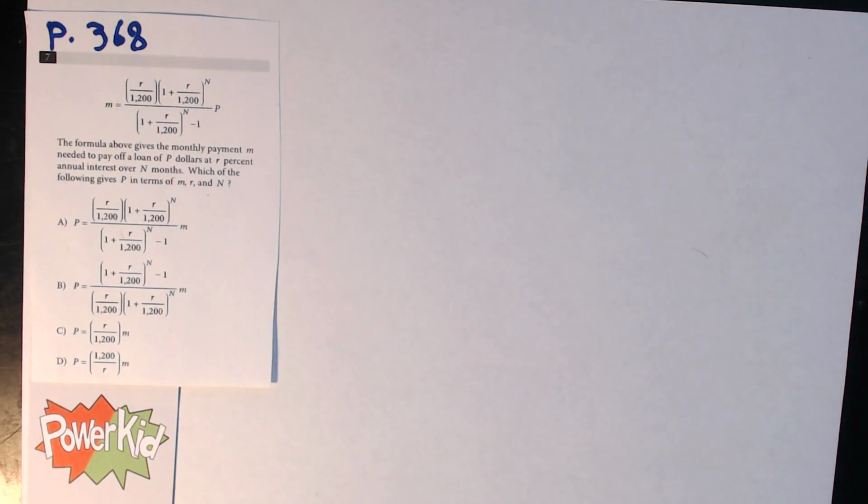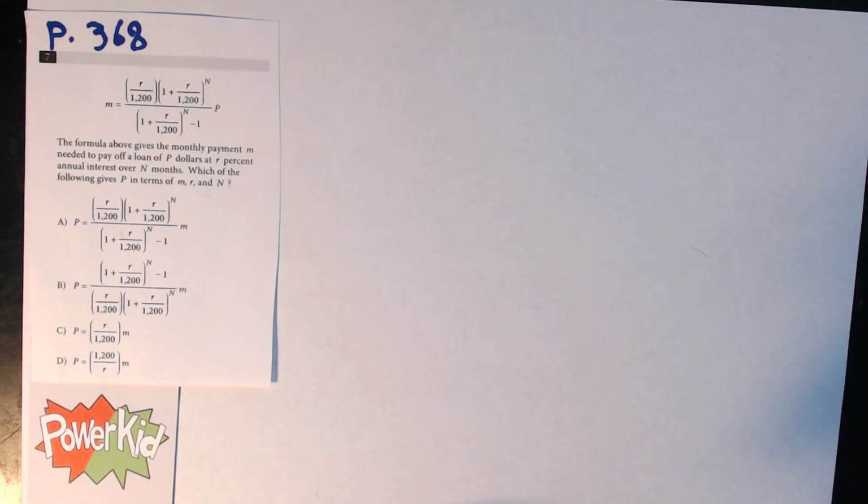And today I'm going to show you how to do problem number 7 of the first No Calculator section, which is on page 368 of this book, which can be downloaded for free on Khan Academy. Here we go. The formula above gives the monthly payment M needed to pay off a loan of P dollars at R% annual interest over N months. Which of the following gives P in terms of M, R, and N?